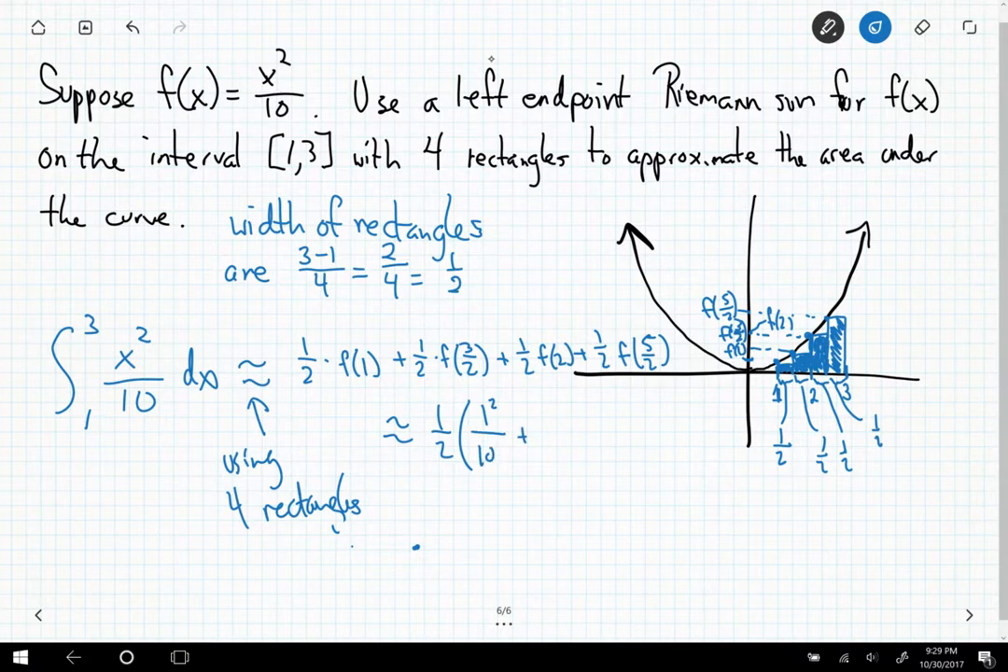Plus, well, what's f of 3/2? That's 3/2 squared over 10. What's f of 2? Well, that's just 2 squared over 10. And then what's f of 5 halves? That's 5 halves squared over 10. Right? And brushing that up just a little bit, we get 1 half.